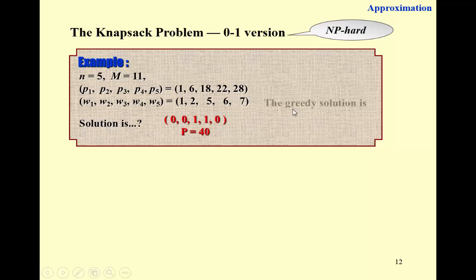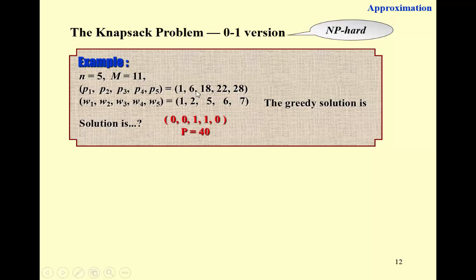Well, think about the greedy method. If we apply the greedy method, let's be greedy on the profit. If we are greedy on the profit, we should first pack this one, right, with the maximum profit, 28. And its weight is 7. So after packing this one, we will only have 4 pounds left. So there's no way to pack these two, which are the optimal solution actually, right?